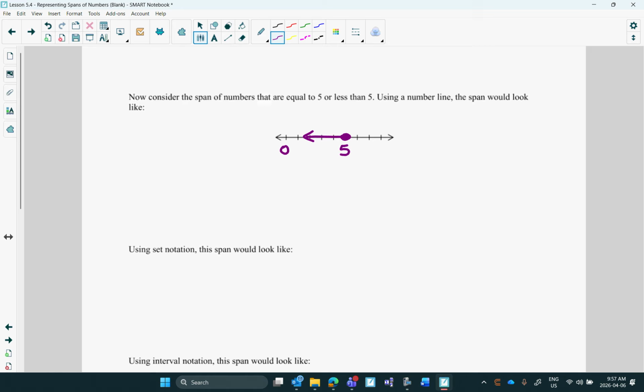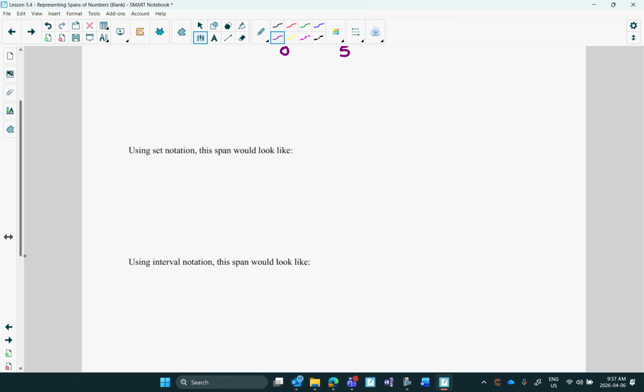How do we show it using inequality signs? Well, we don't have two numbers now. It's just one number. And it's everything less than or equal to. So every number less than or equal to 5. That's it. That's all we write.